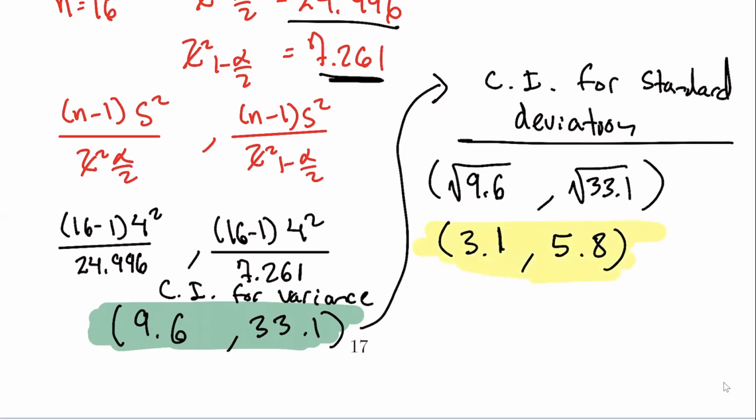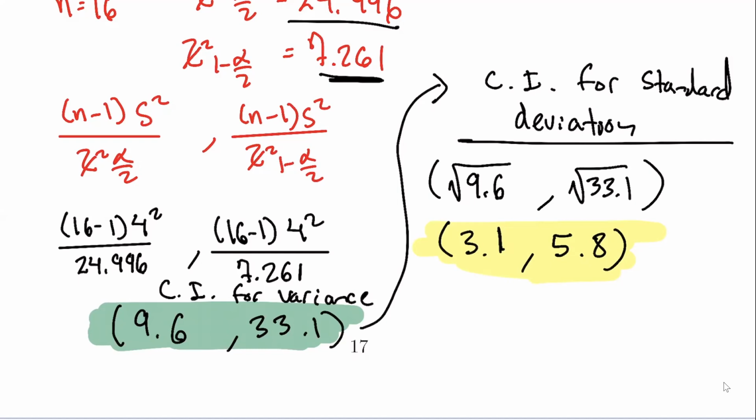So if we want the confidence interval for standard deviation, you have to do an extra step because you have to just find the square root of the answer that you got for the confidence interval for variance. But if you want confidence interval for variance, just don't take the square root, and that'll be it.